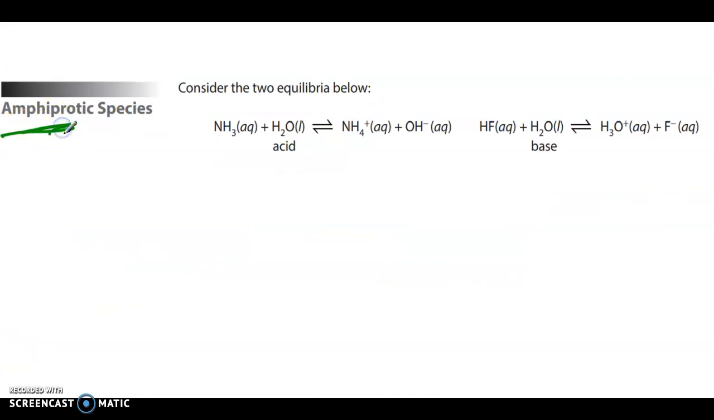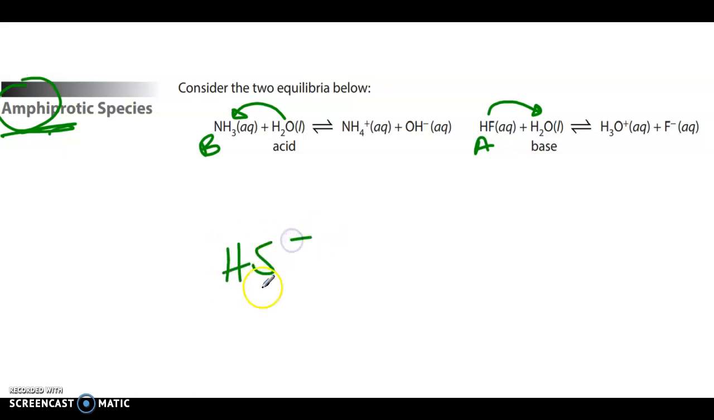Okay, so amphiprotic species are things that have the ability of either gaining or losing a hydrogen ion. We actually already saw this with water. So here's an example, right? When water is with a base, we know NH3 is a weak base, it will behave like an acid. When water is with an acid, we know hydrofluoric acid is an acid, it will behave like a base. Amphi means that it can do either or. How you know what it will behave like depends on what it is with.